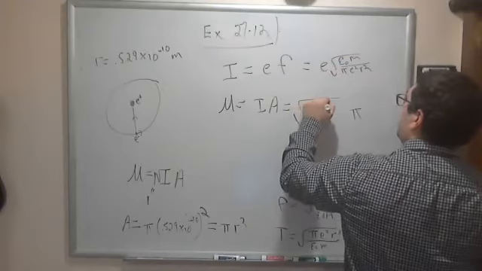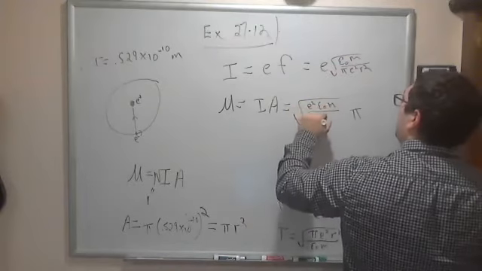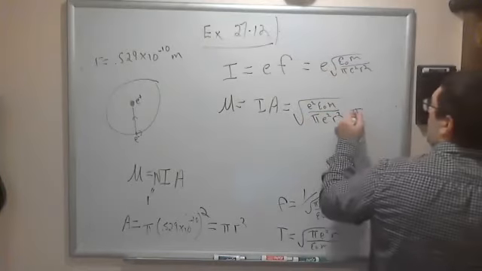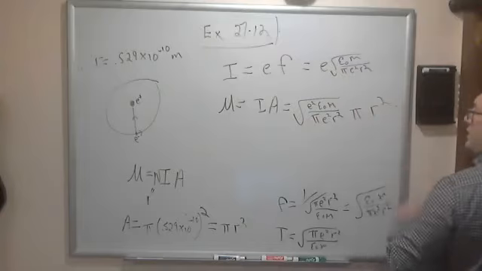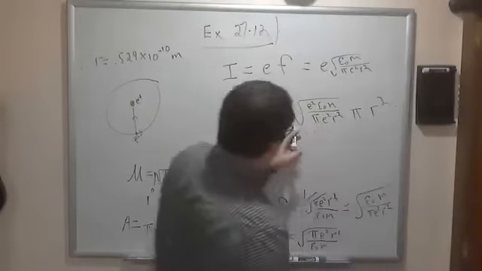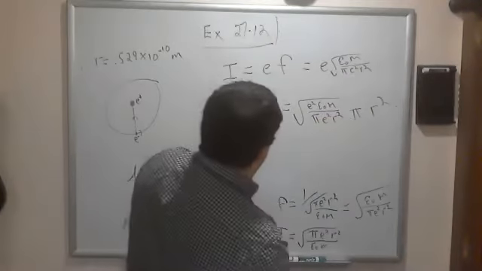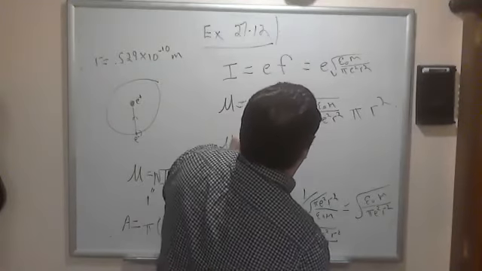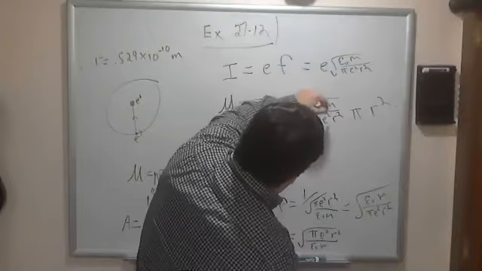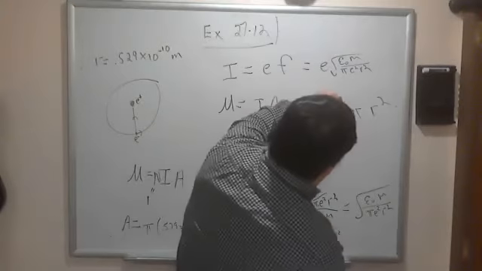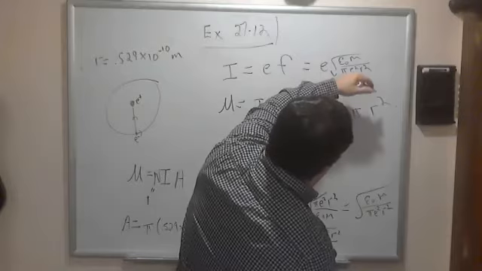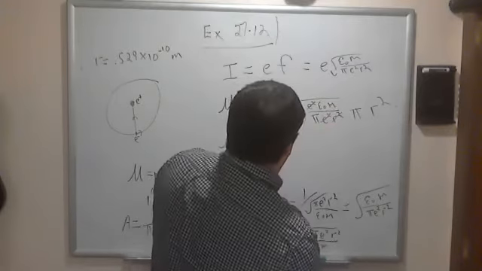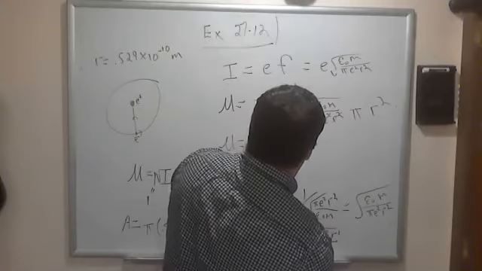E squared epsilon m over pi E r squared, and then this is times 2 pi r. And if we bring this inside, we find that these two cancel out, and then this cancels out with one of those. And then what we'll get is this.